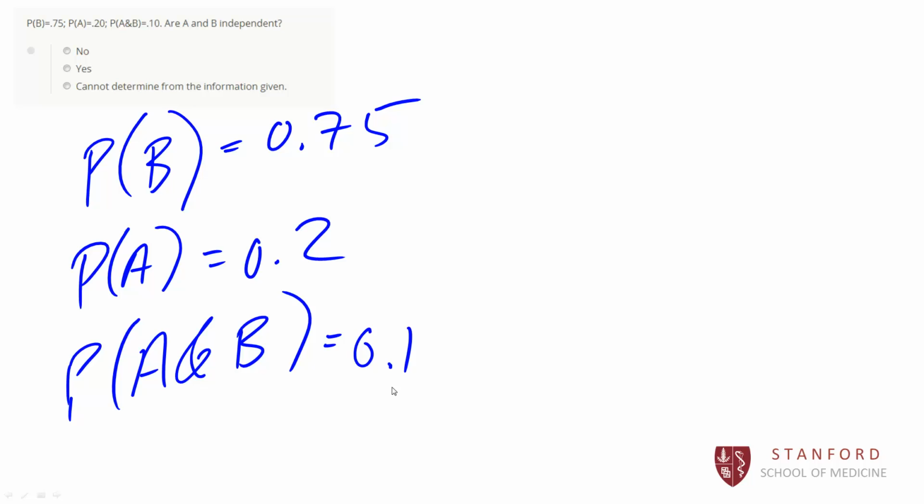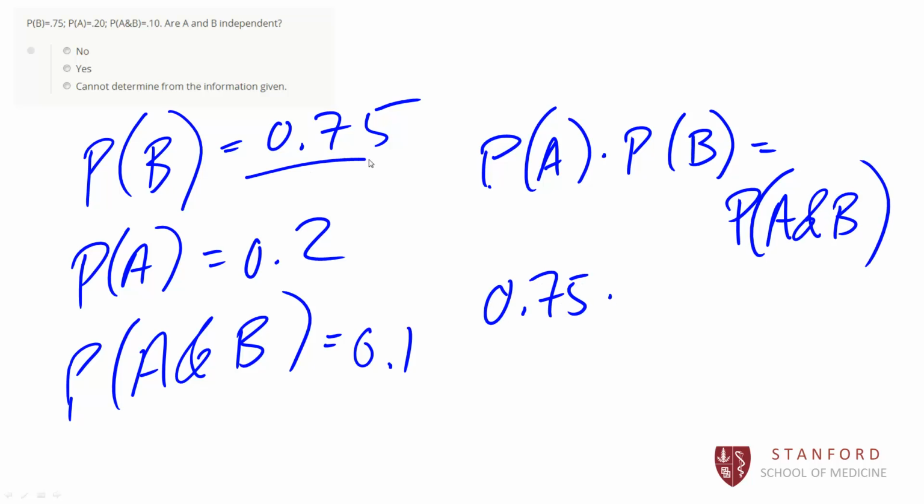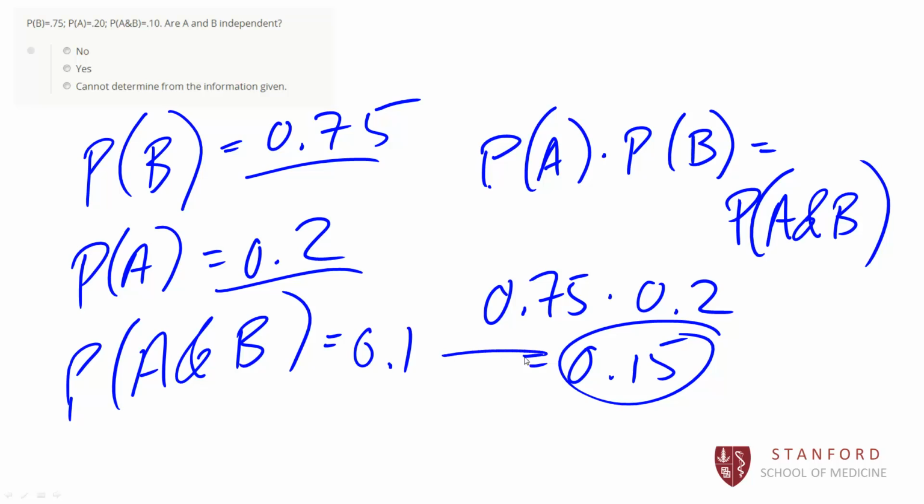So if A and B are independent, then the probability of A happening times the probability of B happening is equal to this joint probability. Okay, so we can check whether they're independent or not by multiplying 0.75 times 0.2, which works out to be 0.15, which is not equal to 0.1, and so we say that they are not independent. The correct answer in this case is A.